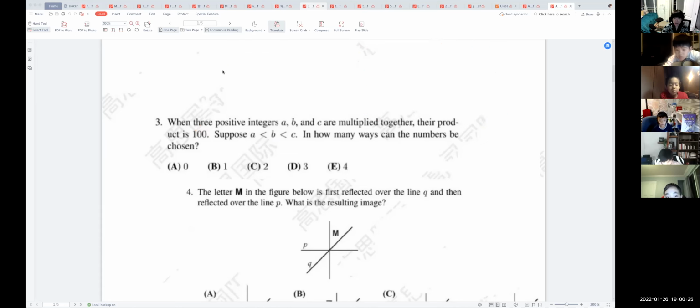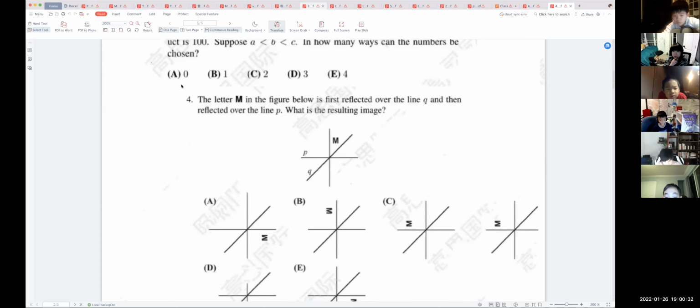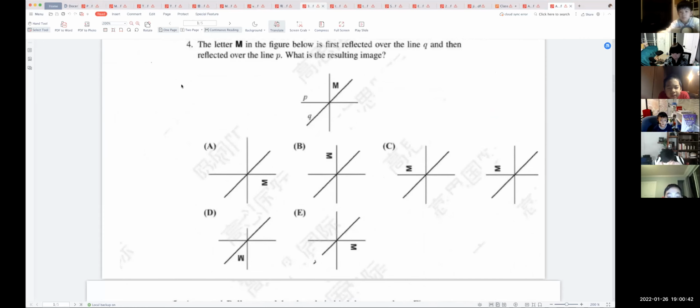The letter M in the figure below is first reflected over the line Q and then reflected over the line P. What is the resulting image? So this question is pretty easy. So first we have the letter M.